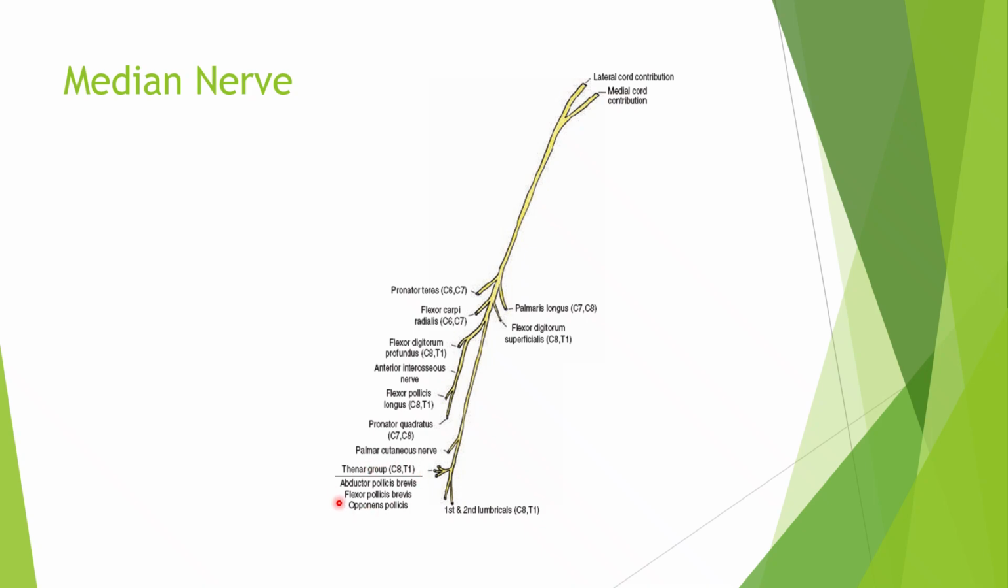the thenar muscles and the first and the second lumbricals. The median nerve passes through the carpal tunnel before it enters the palm.